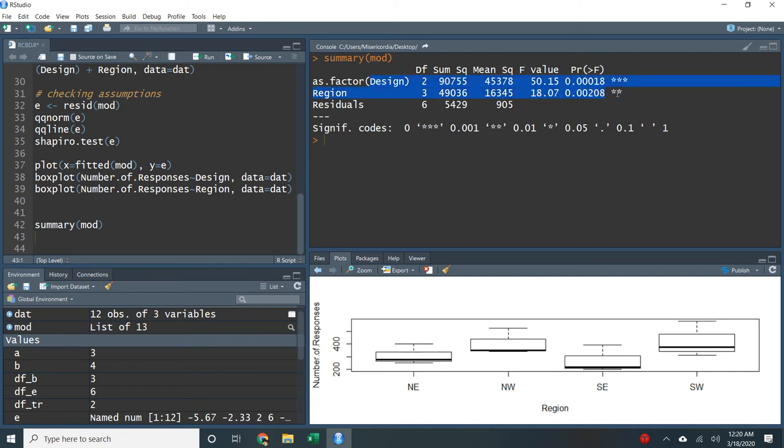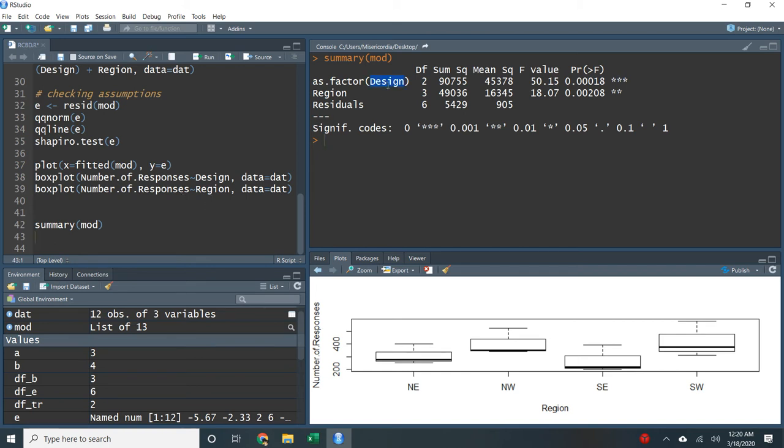What we're focusing on is design. So our big research question was, does design matter? And according to this, it looks like yes, design absolutely matters. The design factor is statistically significant, so different designs are important to take into account.